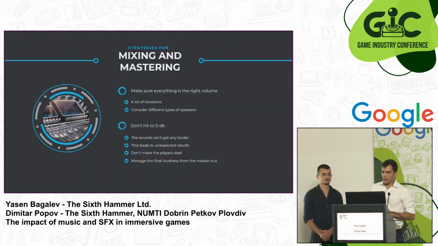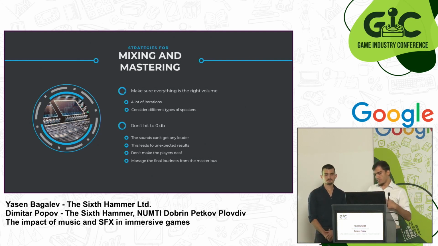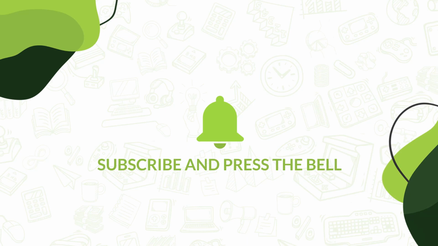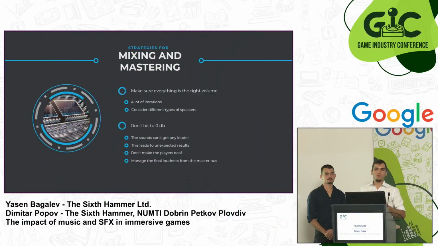And now you want to do the mixing and the mastering of the whole audio. This takes obviously a lot of iterations, and you need to make sure that everything is the correct volume. So focus on the most important effects first, and then put all the other sound effects in the place of the mix. You need to consider different types of speakers, because some players are going to use headphones, some are going to play on TV or on speakers. So you need to test on all these devices, because they do not sound the same. So you need to know how your mix sounds on different devices.